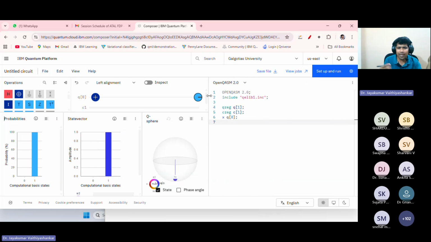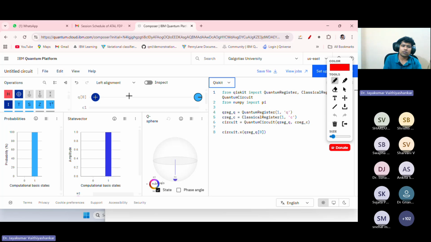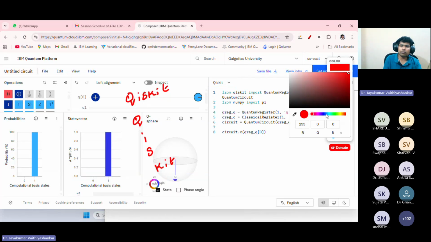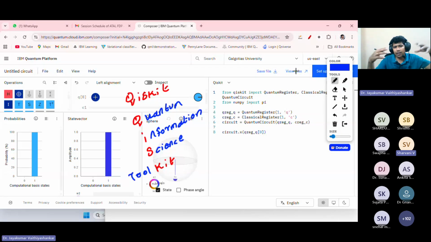If you want to know its equivalent coding, you can click here. You can click Qiskit, and you can see the equivalent Python code. Qiskit stands for Quantum Information Science Toolkit. So this is the abbreviation. This tool will give you the whole idea about how to use your quantum gates to construct a quantum circuit. You can do it in multiple ways, either in graphical mode or coding mode.